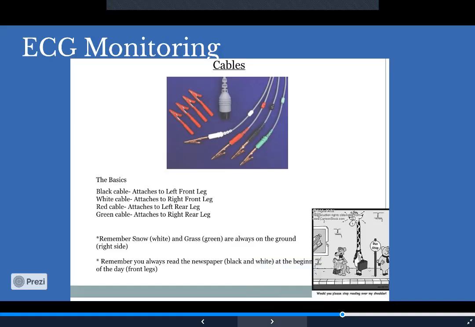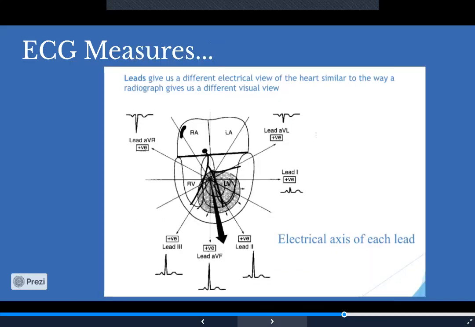Also, another secret too is that on the leads, it does actually tell you where they go, but you should know exactly or find a way to remember it so that you know how to put them on quickly. So when we talk about leads, there are many different leads to slice, electrically slice up the heart so that we can get a picture of the heart electrically.